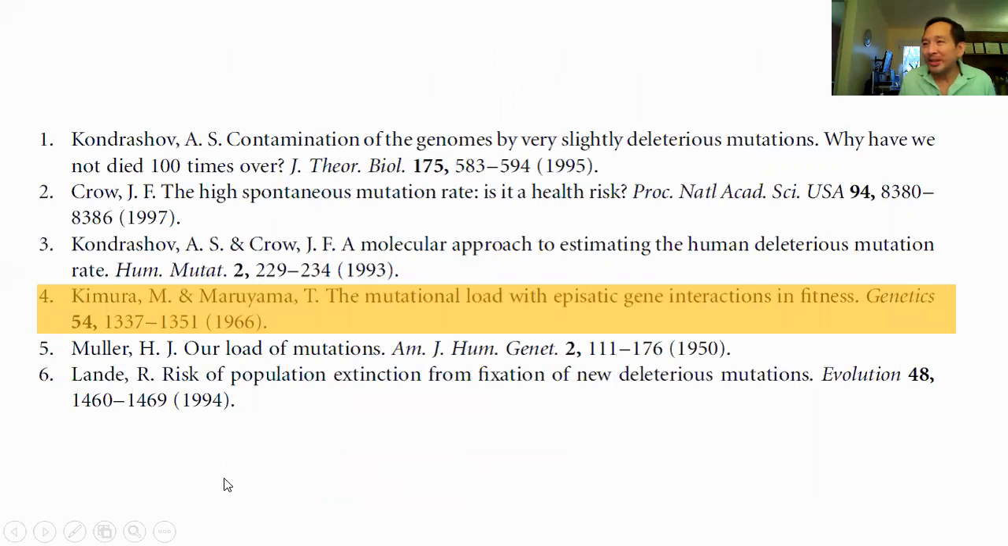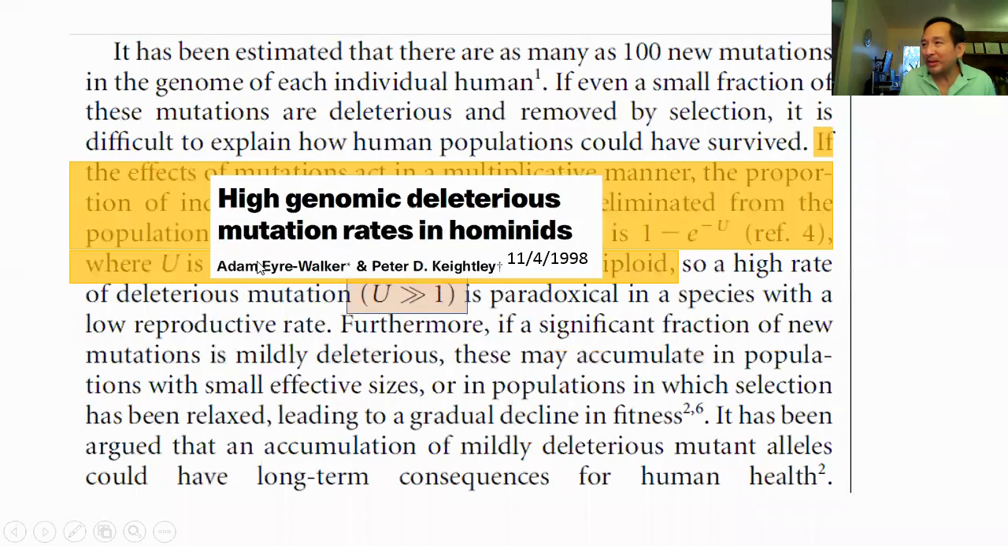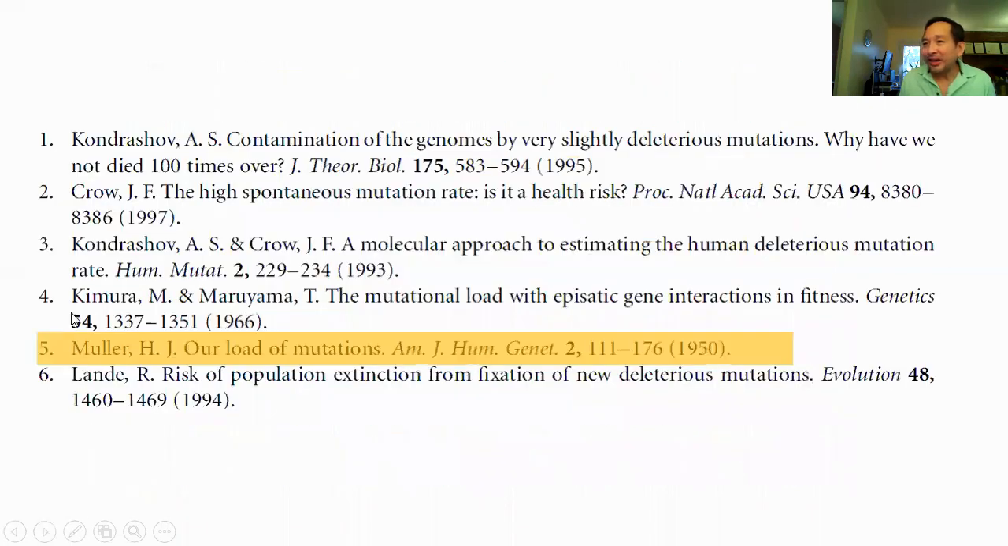So now we're going to go to some of the math. I was quoting this paper by Walker and Keightley, and this reference list has 6 references. I cited one reference here, Muller's Our Load of Mutations. I'm now going to look at this paper by Kimura and Maruyama.